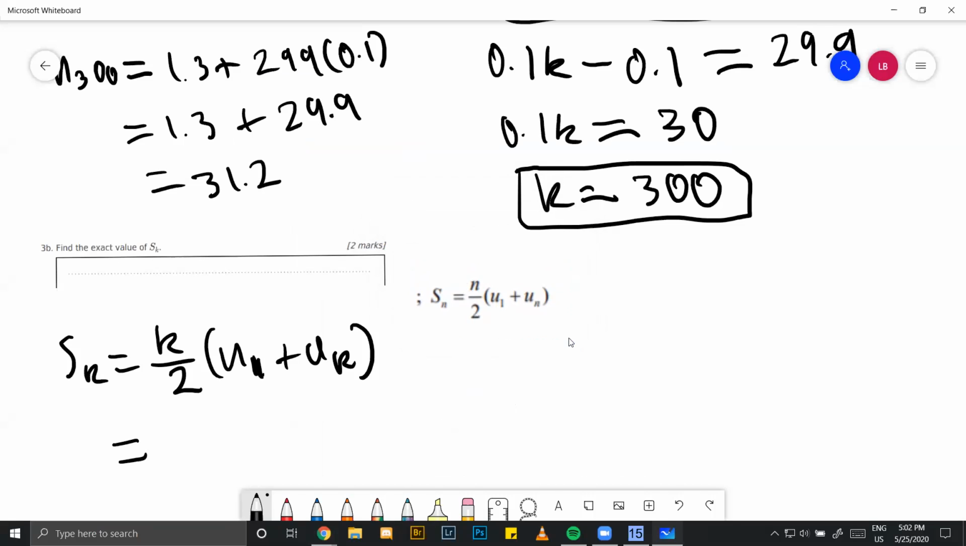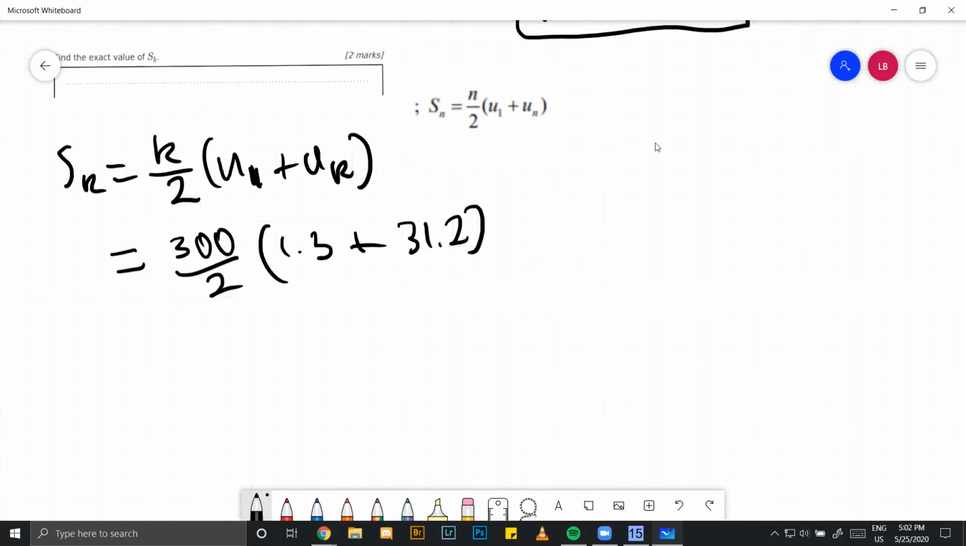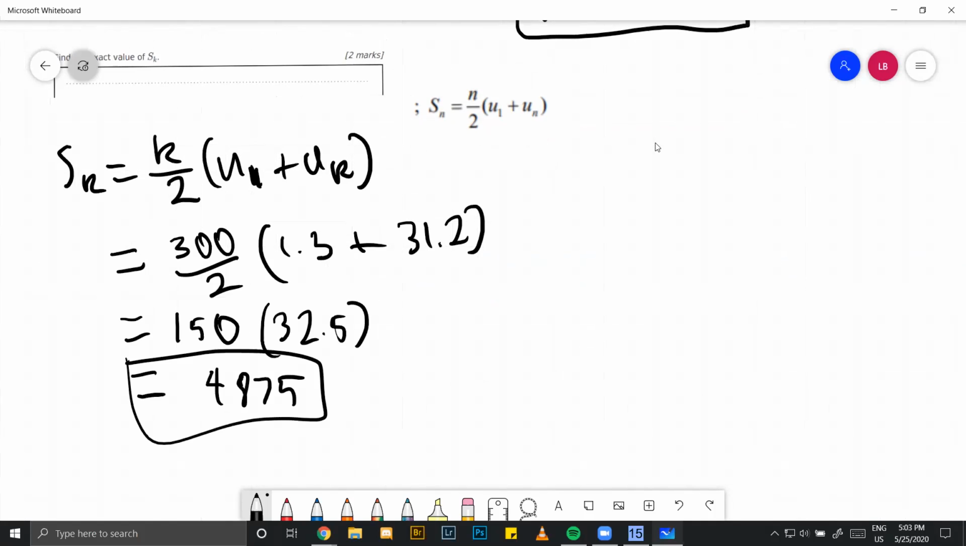So we know what all those are. We know k is equal to 300. So that's 300 over 2 times u1, which is equal to 1.3, plus uk, which is equal to 31.2. And you solve for this, you're going to get 150 times 32.5, which is going to be equal to 4,875. And that's your Sk value.